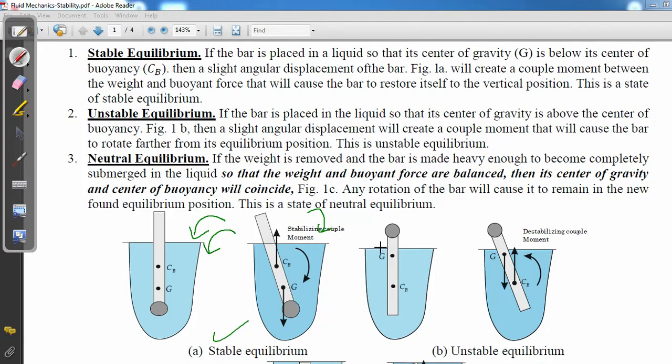So now stable equilibrium is clear. Second case: the top is heavy, so G will shift in the upward direction. Now G will be above the center of buoyancy. Again we will disturb this, rotating in the anti-clockwise direction. In this case we see that G is acting downward and center of buoyancy is acting upward, so it will create a destabilizing couple. Now it won't come back to its original position. It will get destabilized. This type of condition is known as unstable equilibrium.